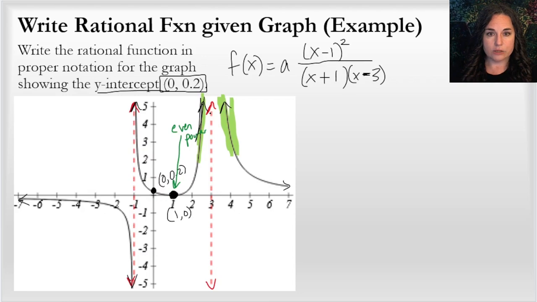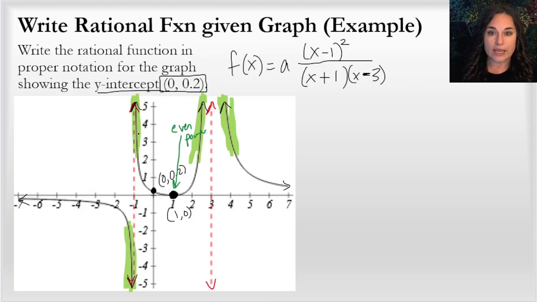Notice that these are both going in the same direction. I highlighted these parts around this vertical asymptote. They're going in the same direction, as opposed to around this vertical asymptote. Do you see that they're going in opposite directions? To me, that tells me that one's even and one's odd. We're going to need an odd power and an even power, and I need to figure out which one.